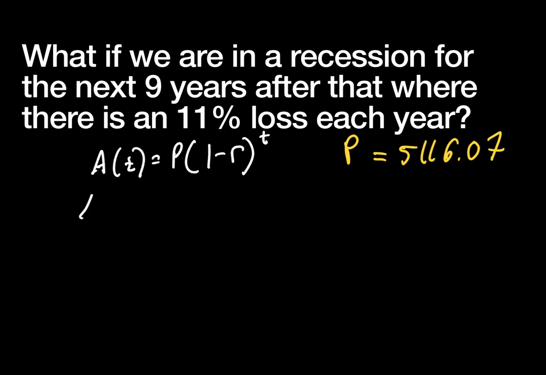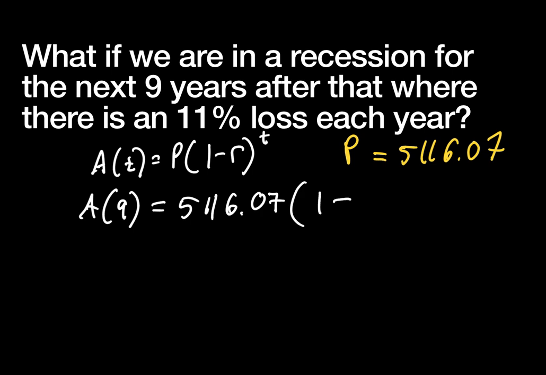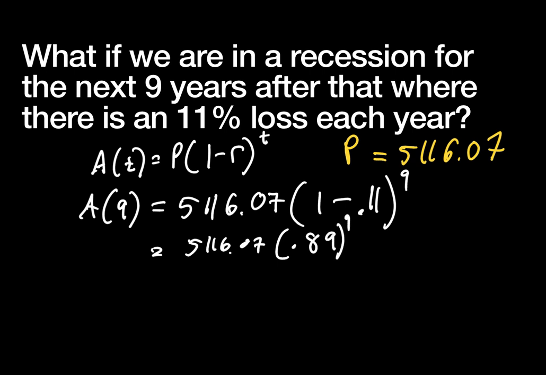Plugging in values, A of 9 again, but now we are starting with, because we just had an investment that grew, and now it's going to shrink, 1 minus 0.11 raised to the 9th power. So this will be 5,116.07 times 0.89 to the 9th power.